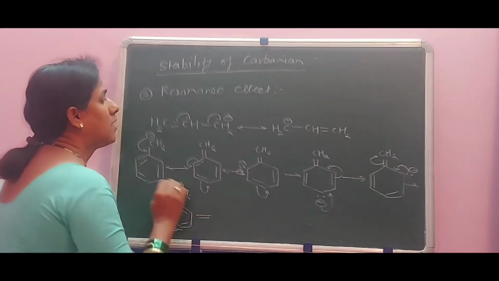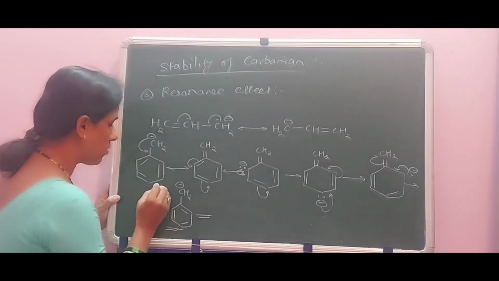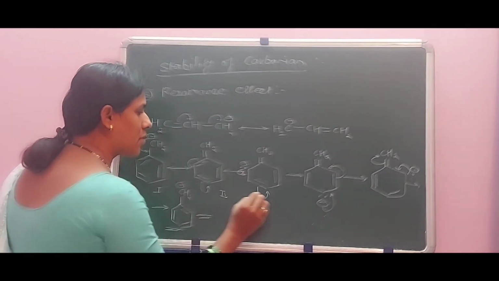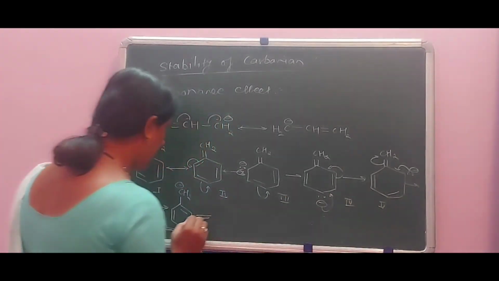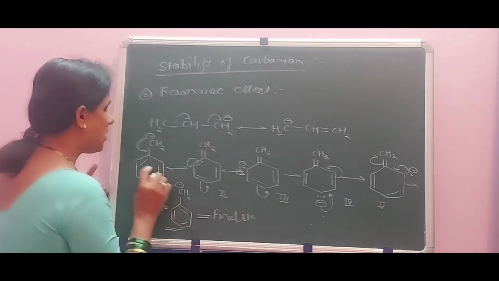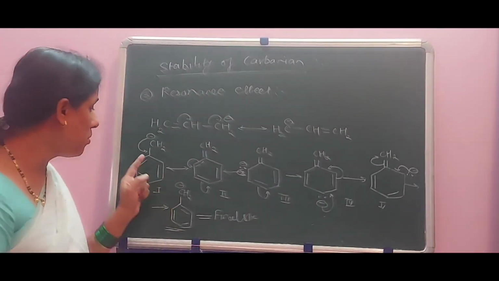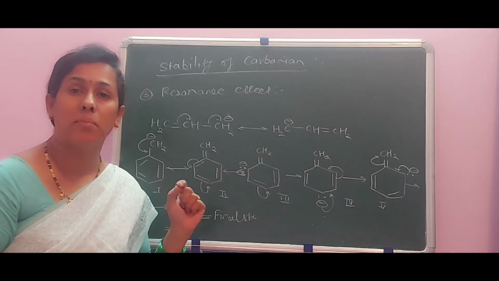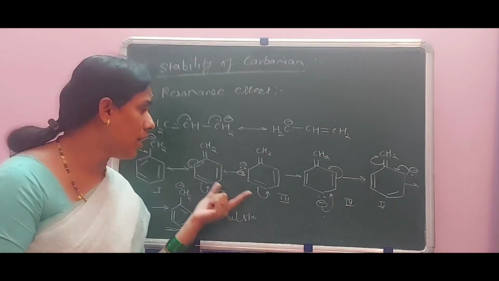Thus the more resonating structures there are, the more the stability of the carbanion. This is the first structure, this is the second, this is the third, this is the fourth, this is the fifth, and this is the final structure. The alternating double bond positions can be displaced due to the negative charge present on that particular carbanion, which enhances the stability of the carbanion.